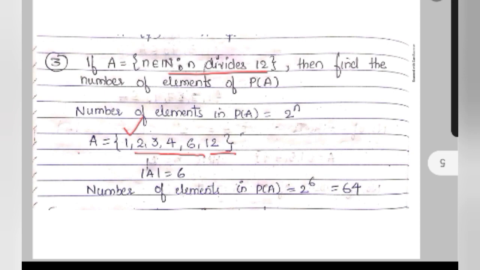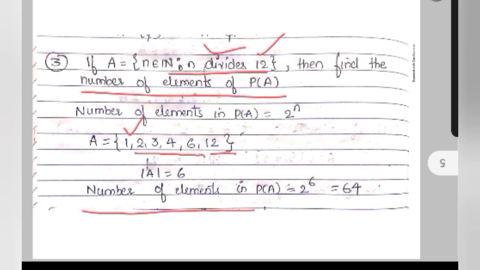So the set A contains the elements 1, 2, 3, 4, 6 and 12. How many elements does this set contain? It contains 6 elements. But what do I have to find out? The number of elements in the power set. The set A they have given is a collection of natural numbers, but I should not collect all the natural numbers. I have to collect only those which divide 12. So the set A will contain 6 elements, and I have to find the number of elements in the power set.